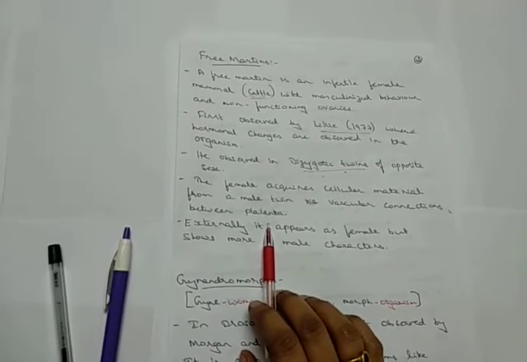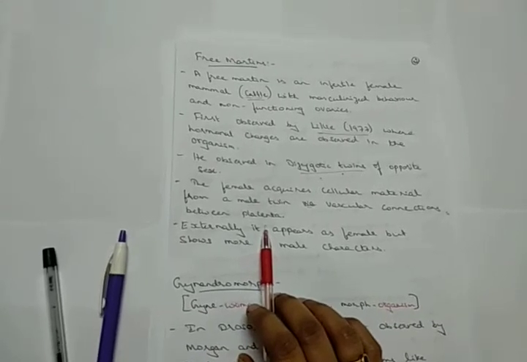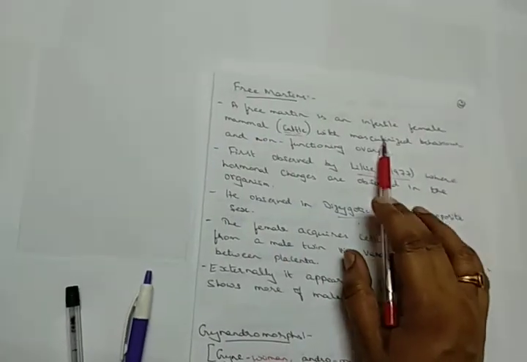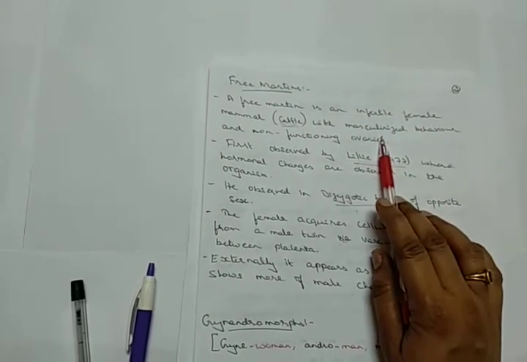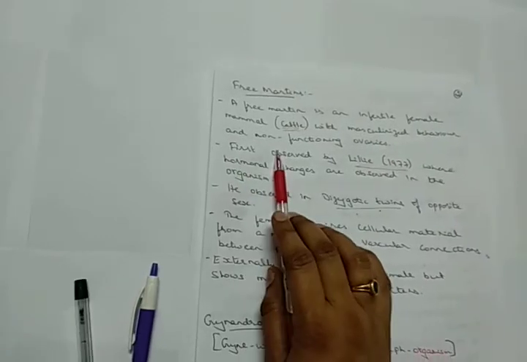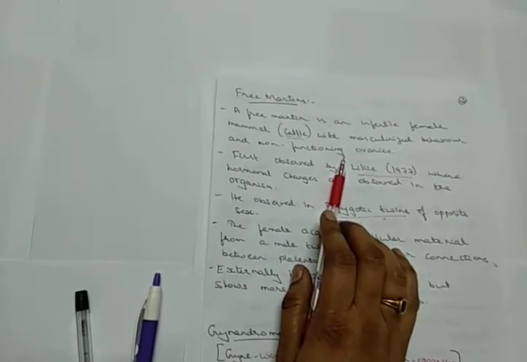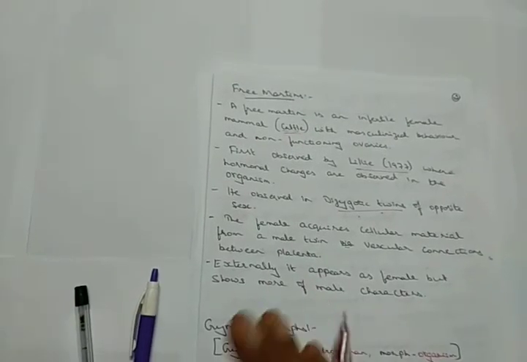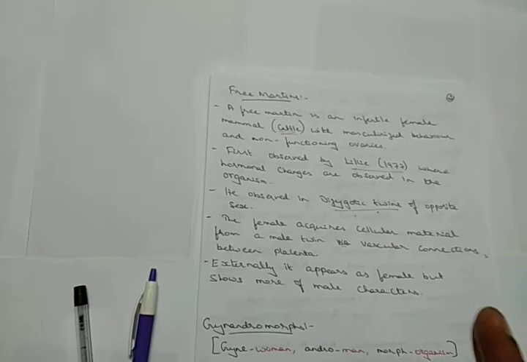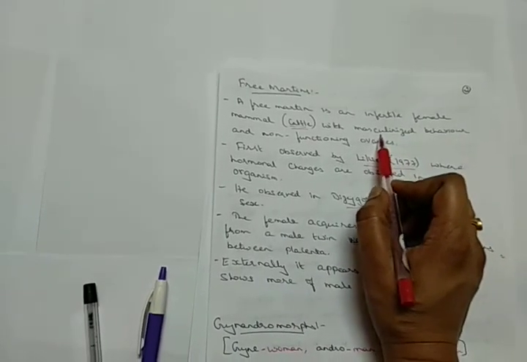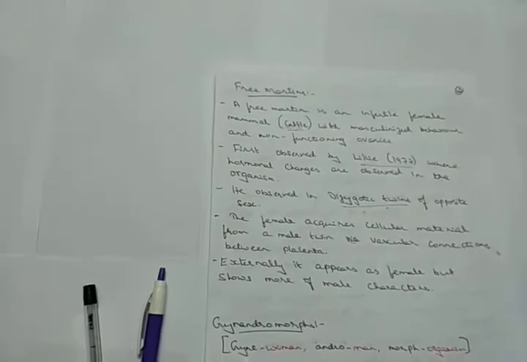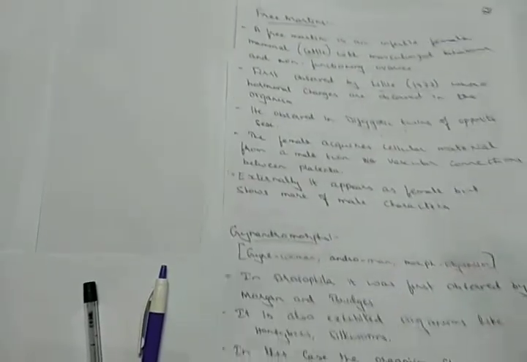So through the placenta, hormonal changes occur, which give an infertile female with masculinized behavior and non-functioning ovaries also. So free martins basically develop a female who shows more of the male characters, and that is called the masculinized nature. That is one thing. Another example you can take is the gynandromorphs.